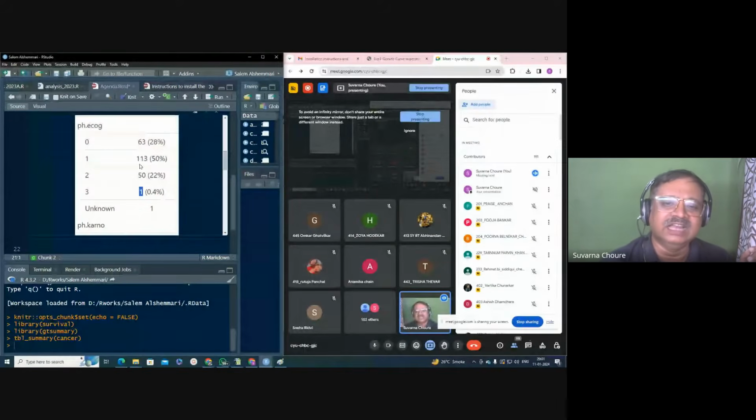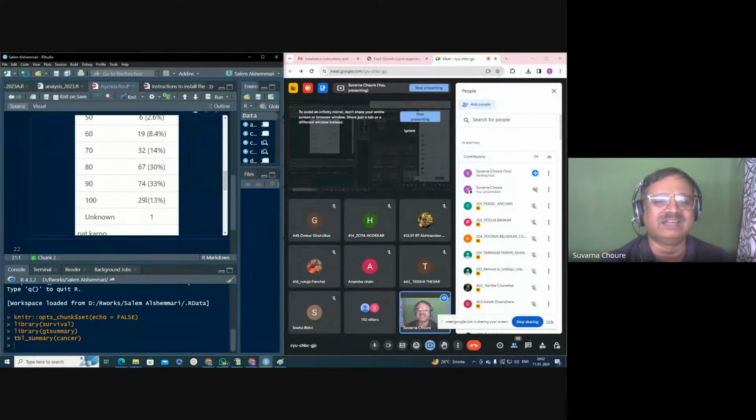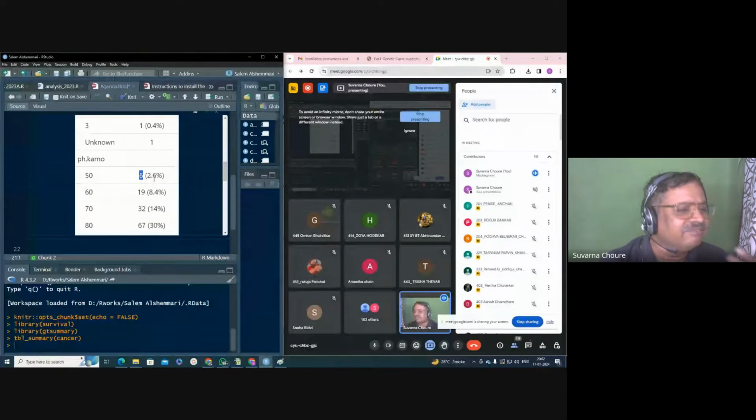Then another scale is also there, the Karnofsky scale, that is for severity of the cancer. And as we go on the scale, 29% were 100% severe. 29 people, patients, 13% were 100%, and 6% have very little severity of the cancer.